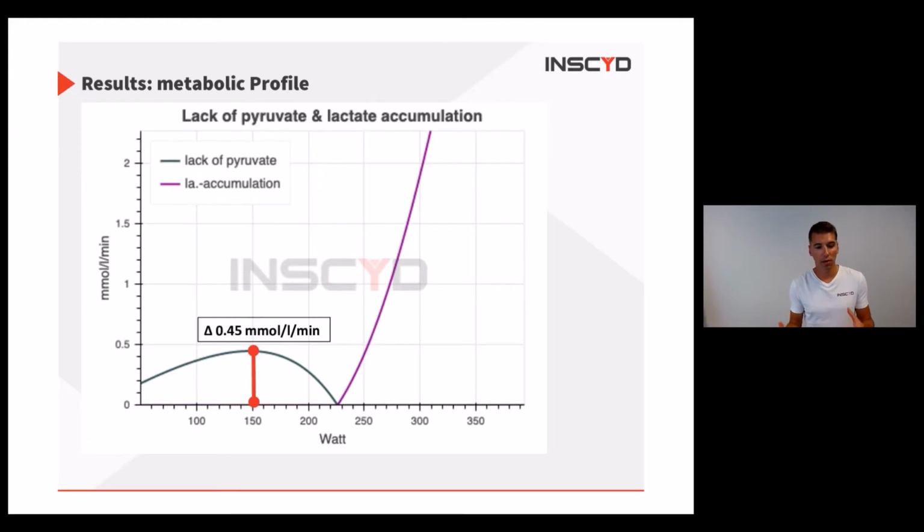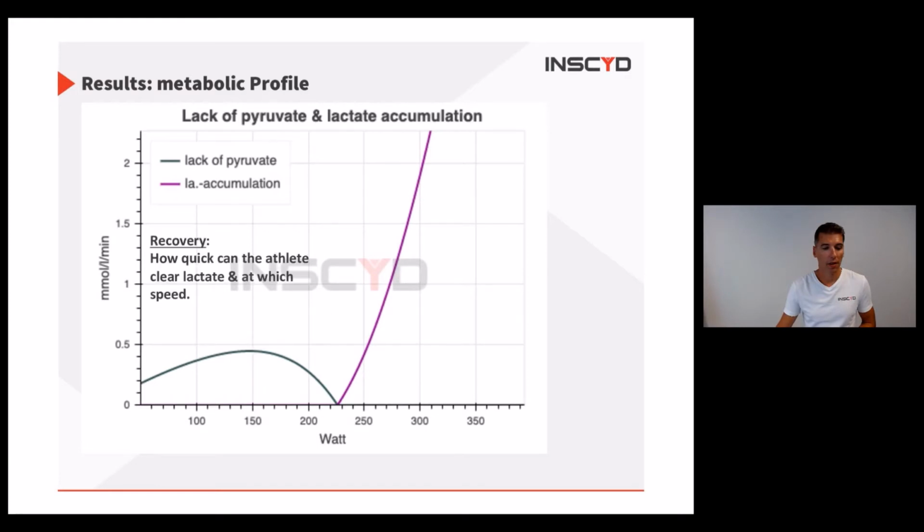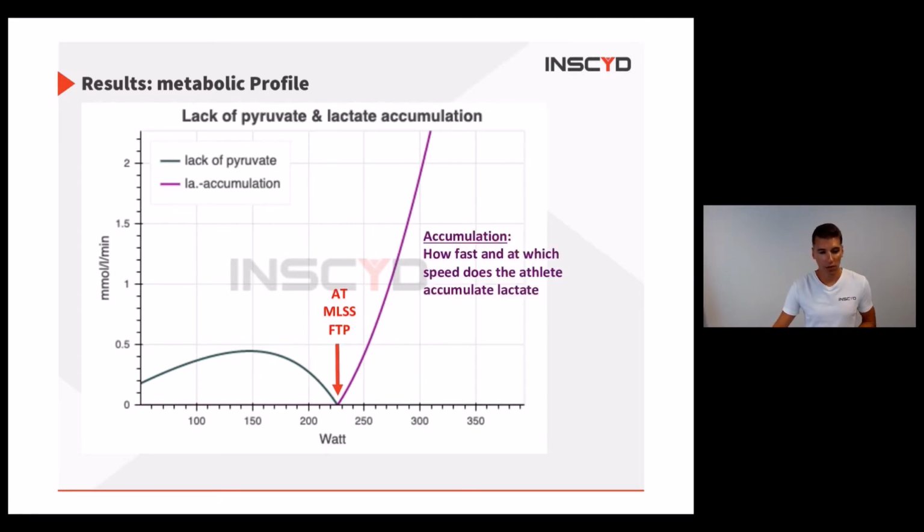And this is then plotted onto another graph, which you can see here. The gray curve, or both curves that you see here, are representing the difference, the delta between the combustion and production. You can say between the gross production and the gross combustion. So at this 150 watts, you can see the gap, exactly 0.45. It goes to 0 at anaerobic threshold, which is basically here. And then above threshold, this graph is telling you how quickly, how fast the athlete accumulates lactate.